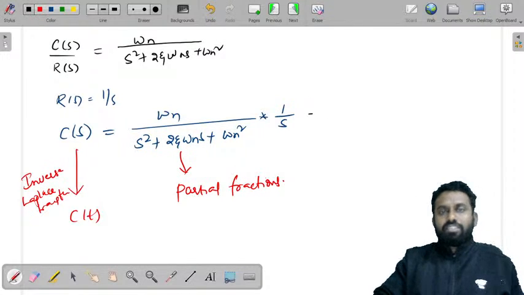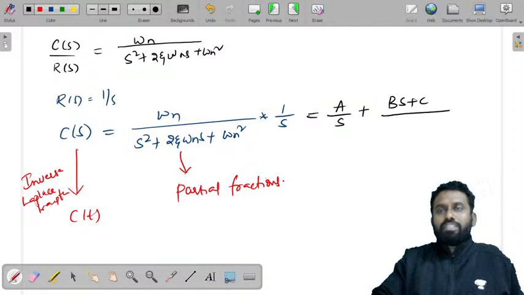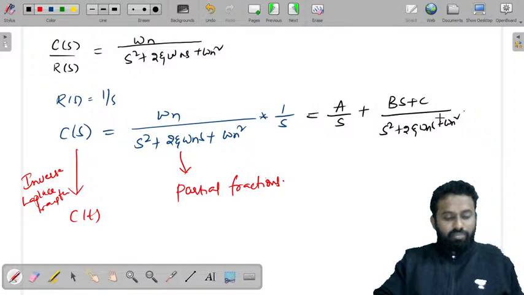So what can you write for this? I can write it as A by s plus (Bs plus C) by s square plus 2 zeta omega n s plus omega n square.